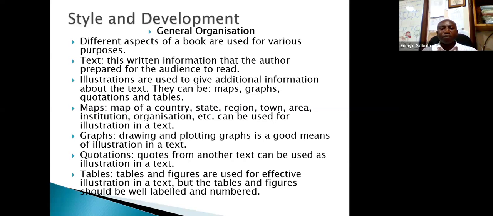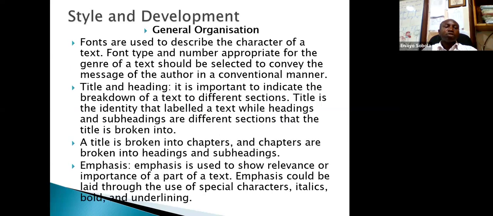So tables and figures are mostly used as illustration, especially in a statistical text, where it has to do with illustration, calculation, and the rest. And then we also have the use of graphs in such situations too. So all these are meant to project effective understanding of the texts in your book.